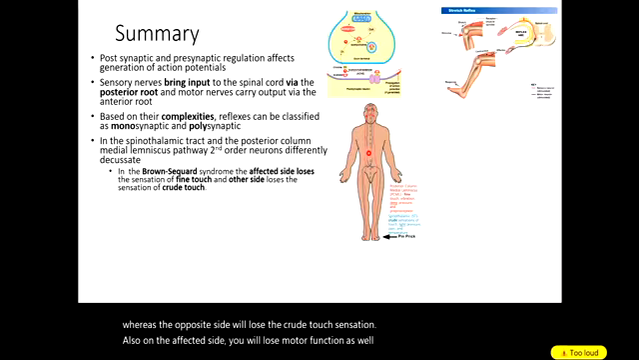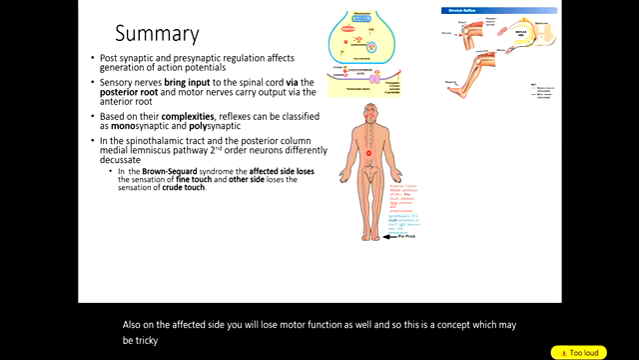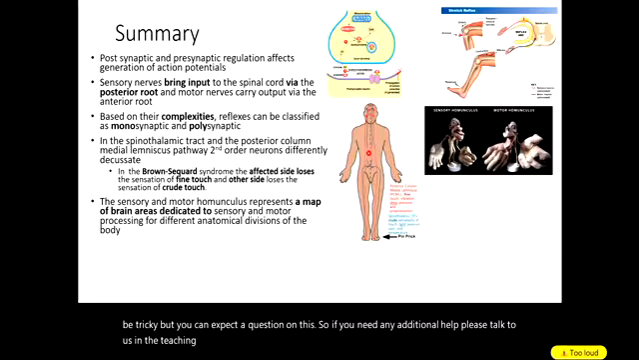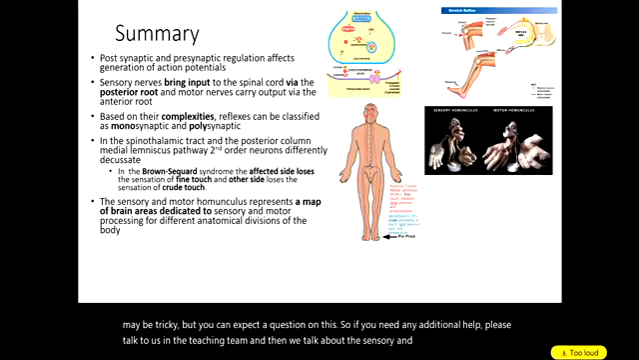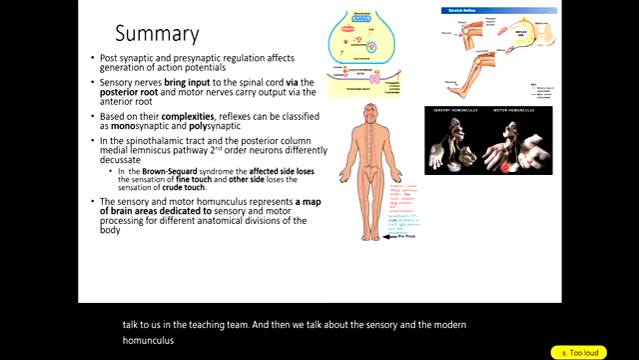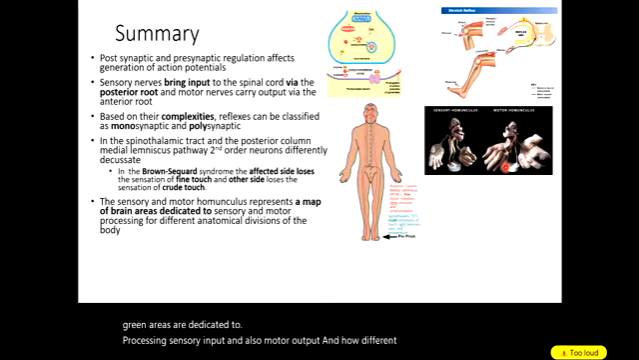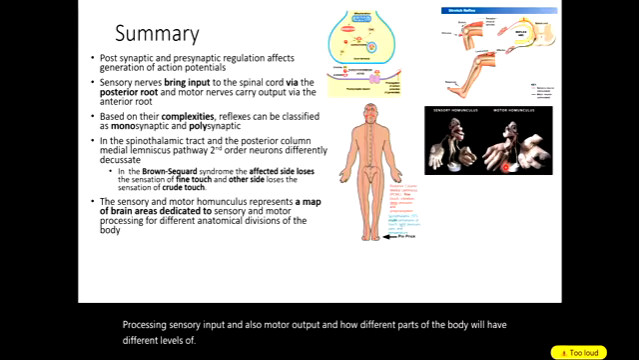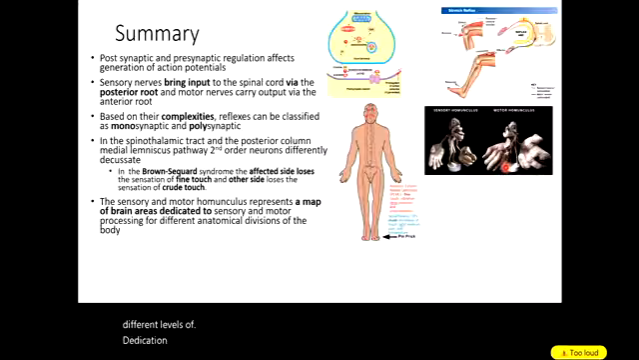And so this is a concept which may be tricky, but you can expect a question on this. So if you need any additional help, please talk to us in the teaching team. And then we talked about the sensory and the motor homunculus as depicted here in these pictures, and this is just representing a map of how the brain areas are dedicated to processing sensory input and also motor output, and how different parts of the body will have different levels of dedication to this processing.